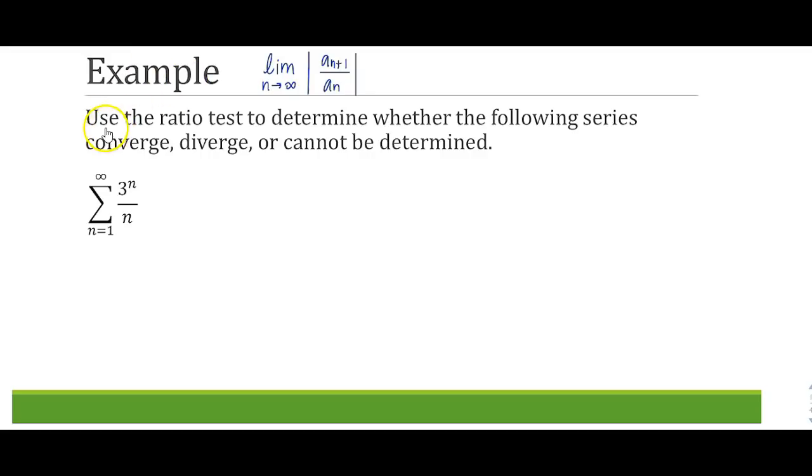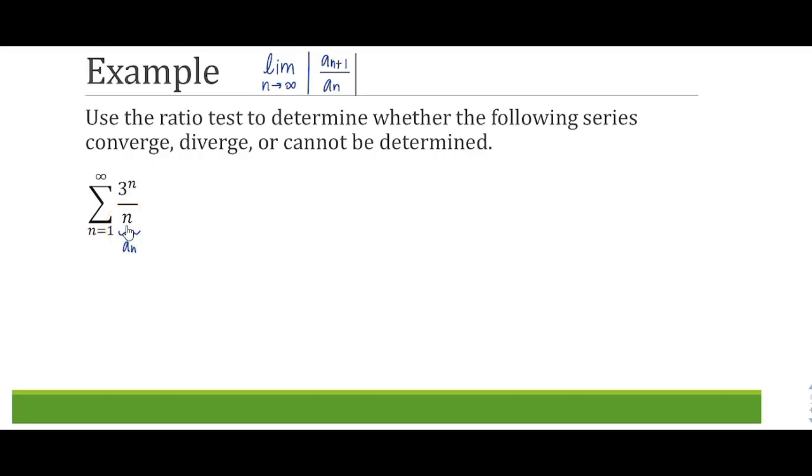In this example, we're told to use the ratio test to determine whether the following series converge, diverge, or cannot be determined. So here's the first series, and as a reminder, this is the limit that we have to evaluate when applying the ratio test. So here's our generic a sub n term, and we're asked to evaluate the limit as n approaches infinity of a sub n plus 1 first, which is just substituting an n plus 1 for each n.